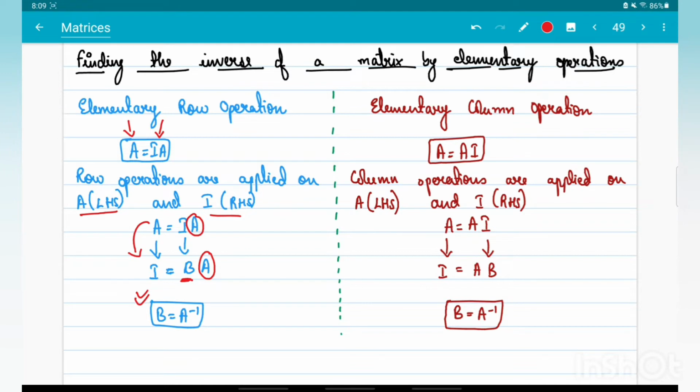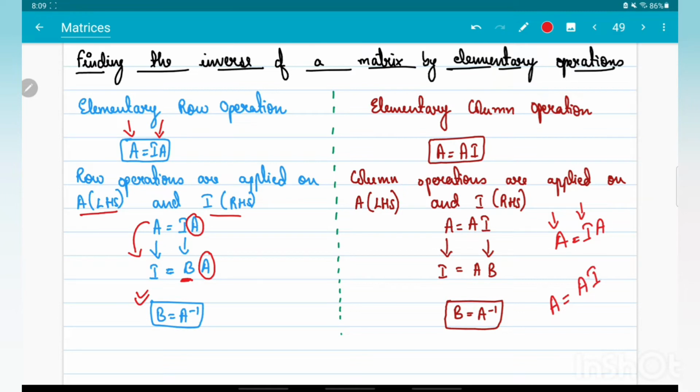If you want, you can find the inverse using elementary column operation also. In case of elementary column operation, this is the statement that you have to write. In case of elementary row operation, you were writing A equals IA, and you were applying the row operations on this A and this I. But in case of column operation, you're going to write A equals AI.